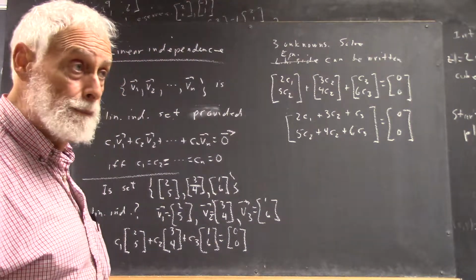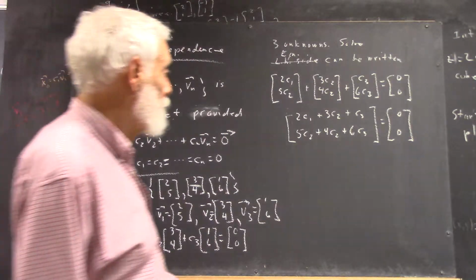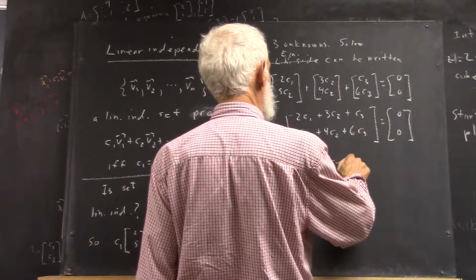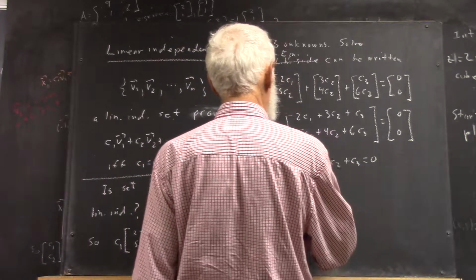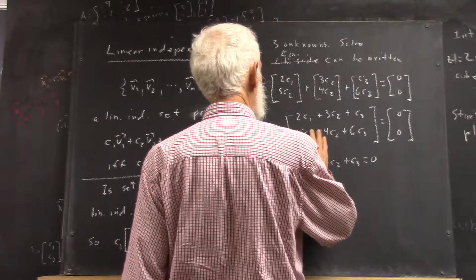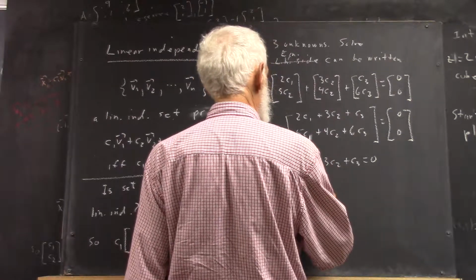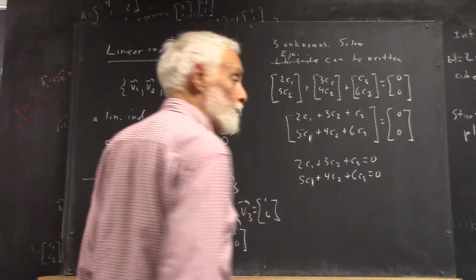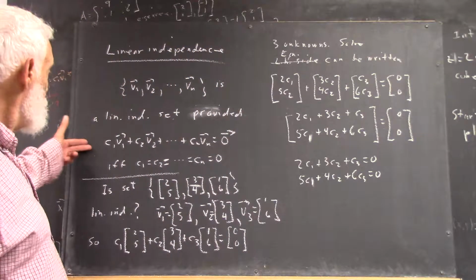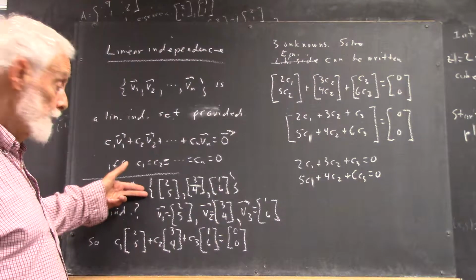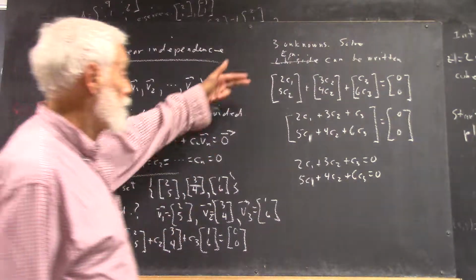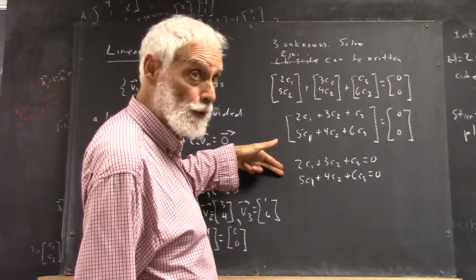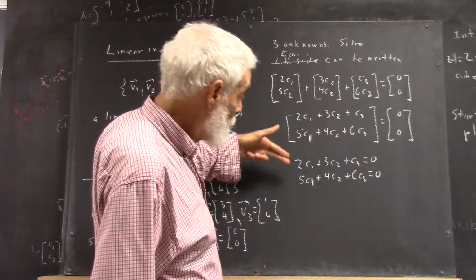And then what? Well, now I have this, I can say, okay, now 2C1 plus 3C2 plus C3 equals 0, and 5C1 plus 4C2 plus 6C3 equals 0. Okay? So this equation here translates in this specific case to this, which translates to this, which gets us to a system, which is where we started the course. Now what can I do with that system?